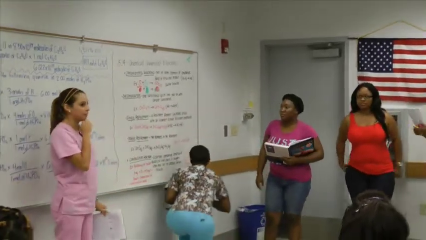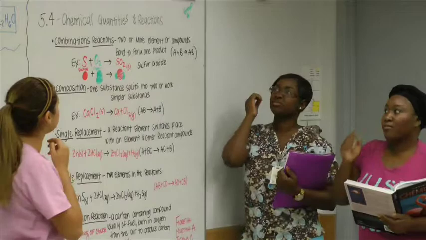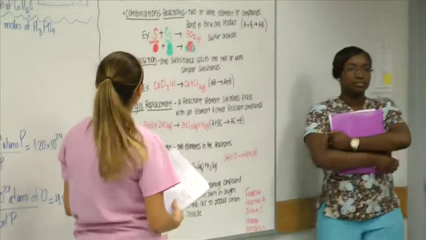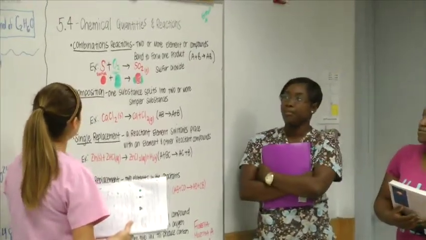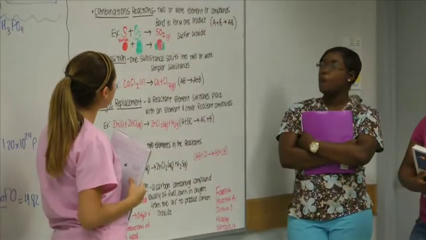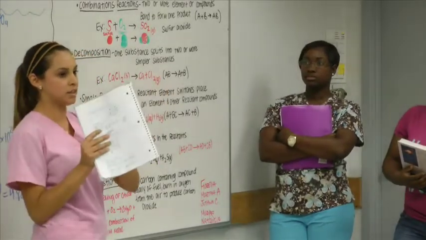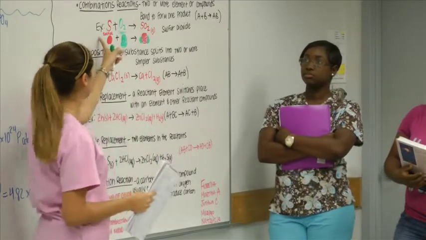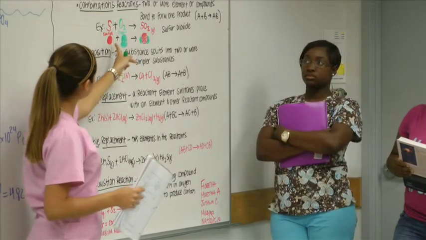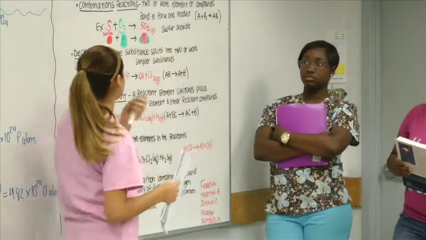Go ahead, Fiorella. So we have section 5.4, which is chemical quantities and reactions. My name's Fiorella, that's Martha, Maurice, Natalie, and Chitana. I'll start off with the beginning of the section, which is combination reactions. It's two or more elements or compounds bonding to form one product. Basically, you have A, you have B, put it together, you have AB. Here's an example of sulfur and oxygen, one of each to make sulfur dioxide.